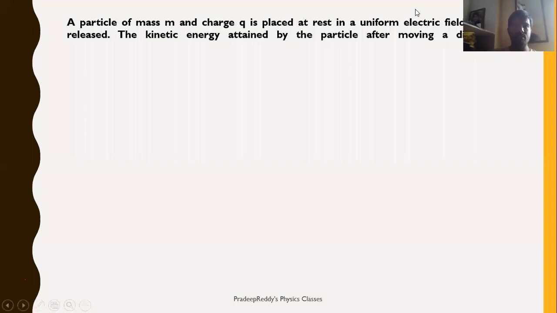Coming to the next problem, a particle of mass m and charge q is placed at rest in a uniform electric field E and then released. So a charged particle is kept at rest. That means its initial velocity u is equal to 0. The mass of the particle is m and the charge of the particle is q, and this is placed in a uniform electric field capital E. It is released in the electric field.